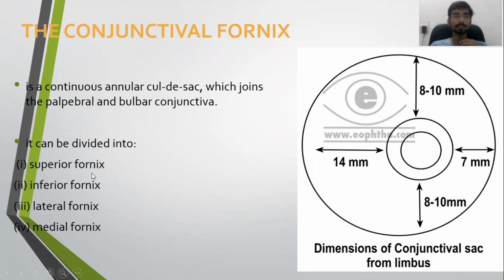It can be divided into superior, inferior, lateral and medial fornix. So dimensions of conjunctival sac from the limbus. So this is superior, this is inferior, this is medial and this is lateral.